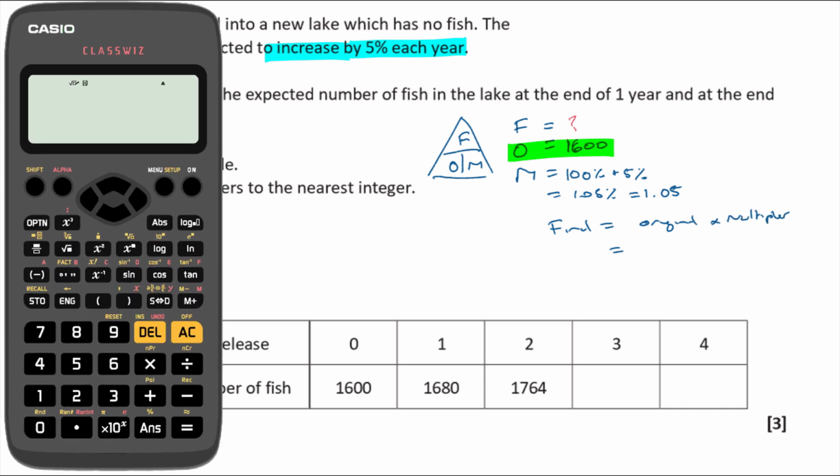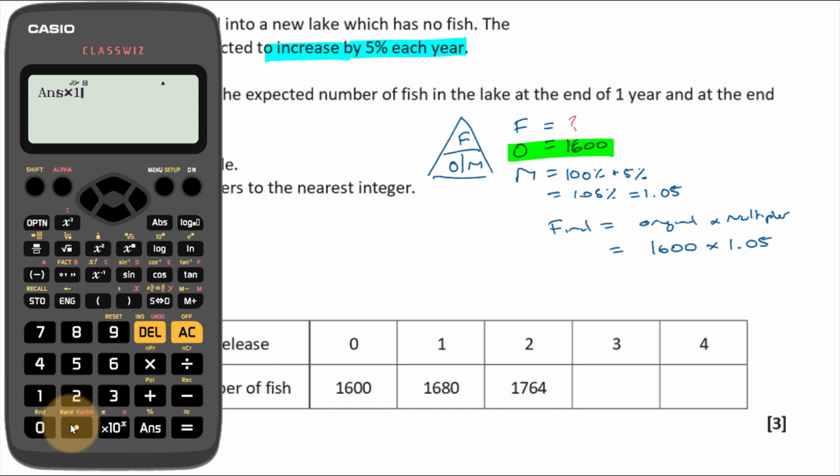Which is 1,600 times 1.05. Now, if I do that one, it's going to give me the figure for the next year, isn't it? So if I do 1,600 and I times it by 1.05, I'm going to get 1680. If I times that by 1.05, I'm going to get 1764.